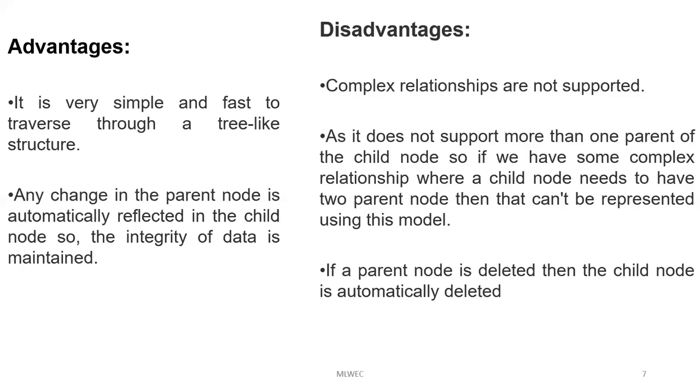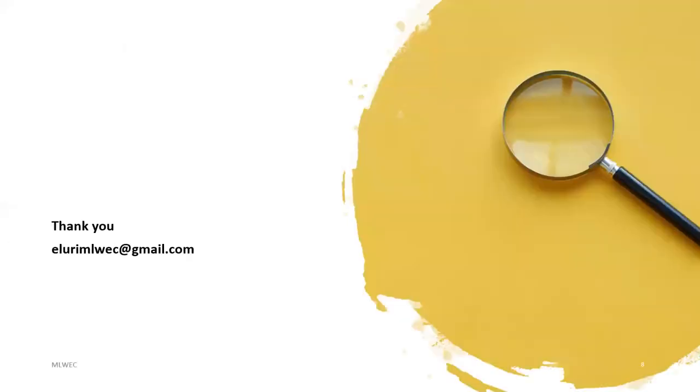If a parent node is deleted, then the child node is also automatically deleted. Whenever we don't want the parent node value and we delete it, the corresponding related child nodes are all automatically deleted. These are the disadvantages.